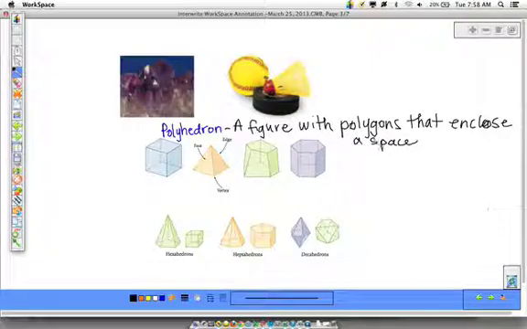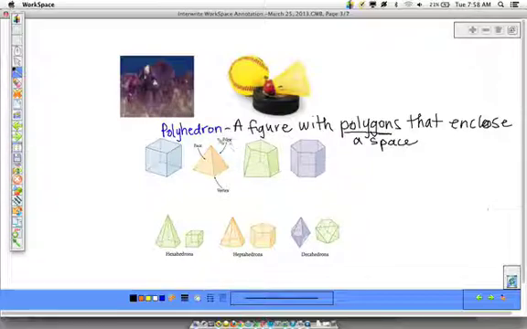If we break that down, polygons, remember, is a shape that encloses an area. Area is just two-dimensional with straight sides, and it's closed. So here is a square. All of this three-dimensional figure has all polygons, and it encloses a space. Here it has triangles. It encloses a space. They're all polygons. Right here we have all polygons, all straight sides. It encloses a space. That's a polyhedron.